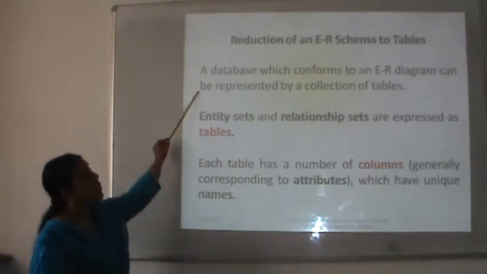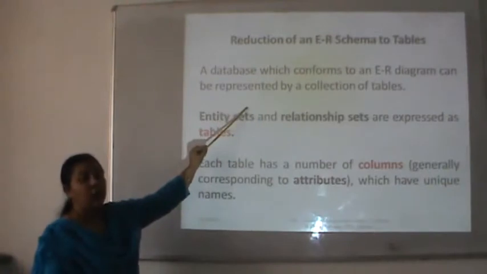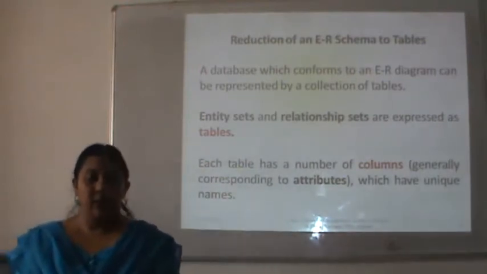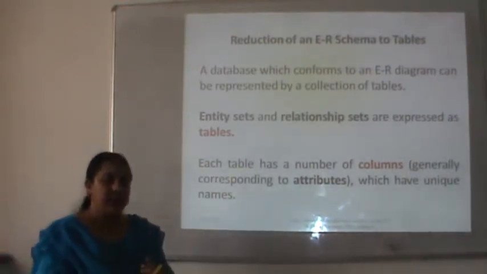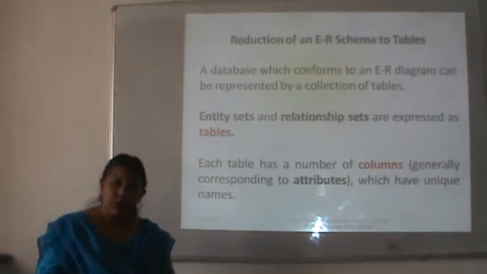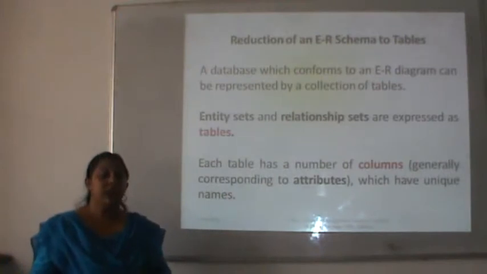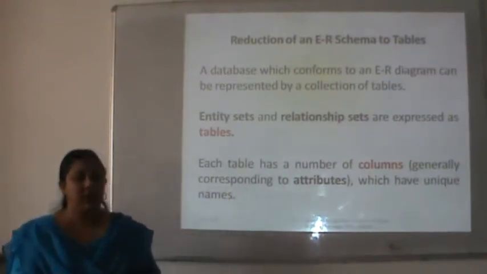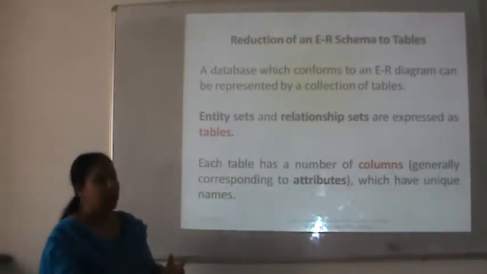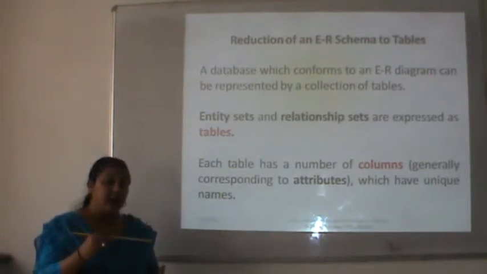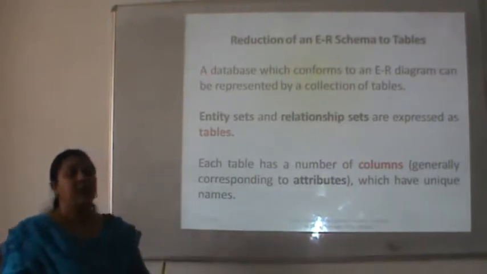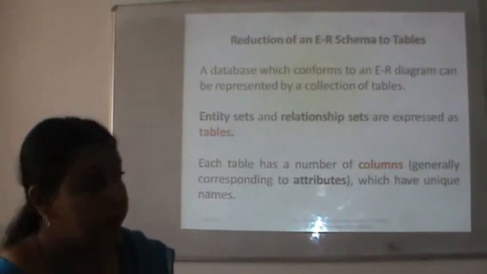So a database which conforms to an ER diagram can be represented by a collection of tables. Now, entity sets and relationships are represented as tables. So in an ER diagram, we have entities, we have attributes, and we have relationships. So entities and relationships are created as tables. And what about the attributes? The attributes make the columns of those tables. So entities are expressed as tables, and the attributes of those entities are the columns of that table. In the same way, relationship sets are also reduced to tables.